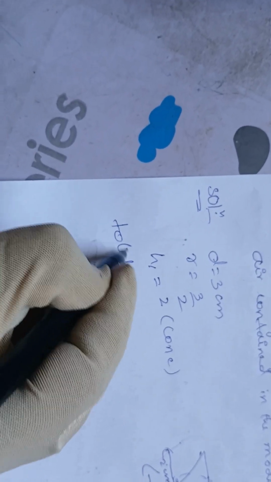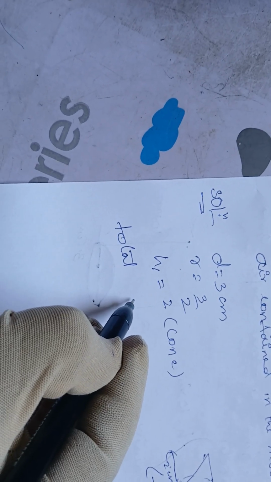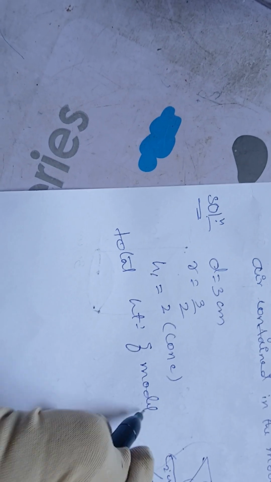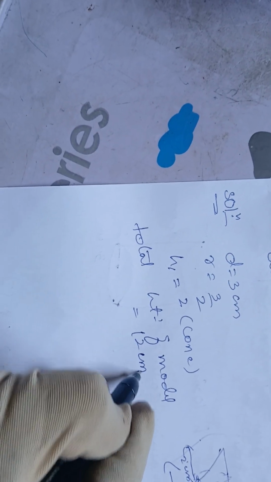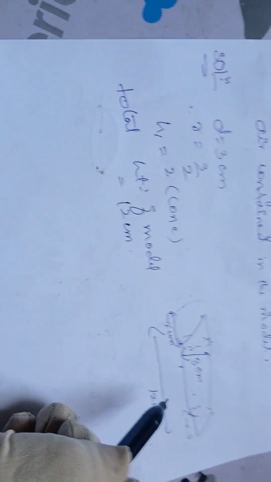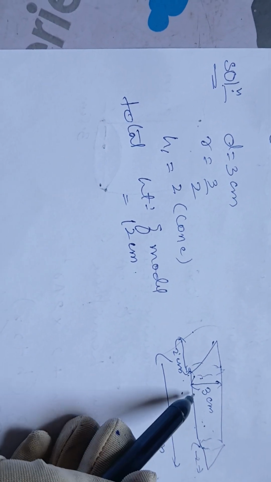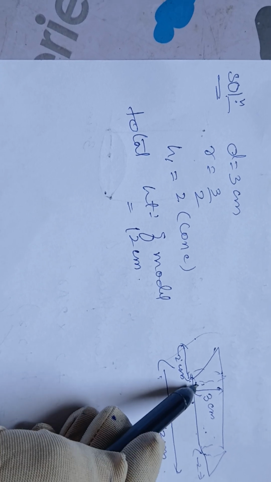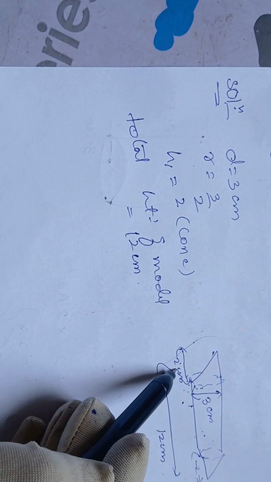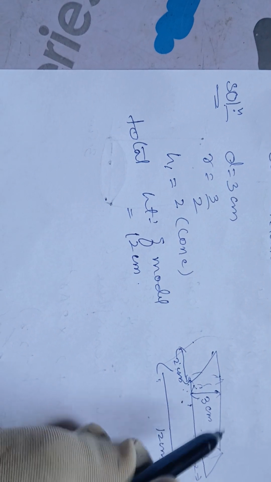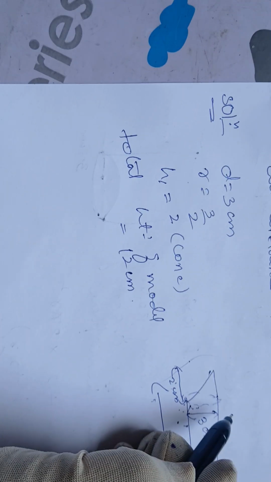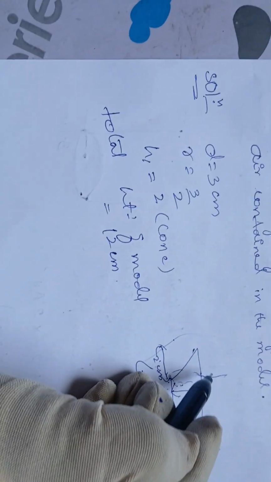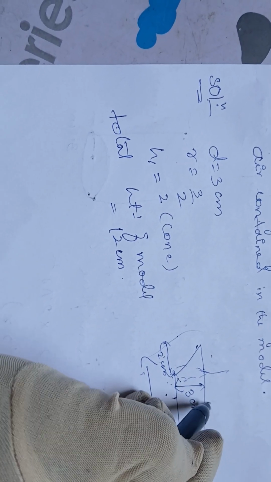The total height of this shape, or the model, is 12 centimeters. We don't know the height of the cylinder, so we can calculate it: total height minus the heights of the two cones, that is 2 plus 2, 4. So 12 minus 4 gives the height of the cylinder. If we subtract this part and this part, the remaining height will be the cylinder's.